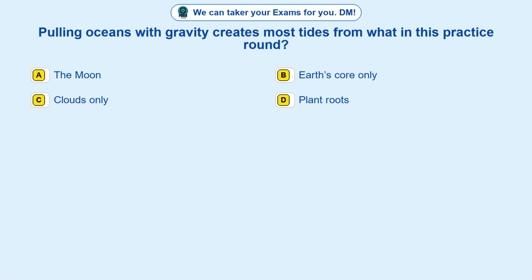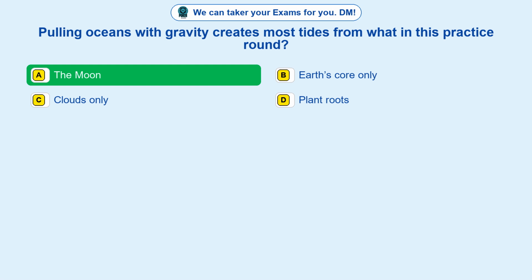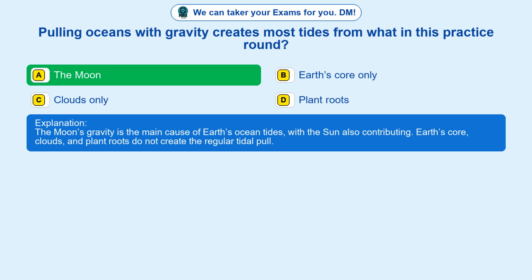Question 91. Pulling oceans with gravity creates most tides from what in this practice round? Option A, the moon. Option B, Earth's core only. Option C, clouds only. Option D, plant roots. The correct answer is option A. The moon. The moon's gravity is the main cause of Earth's ocean tides, with the sun also contributing. Earth's core, clouds, and plant roots do not create the regular tidal pull.